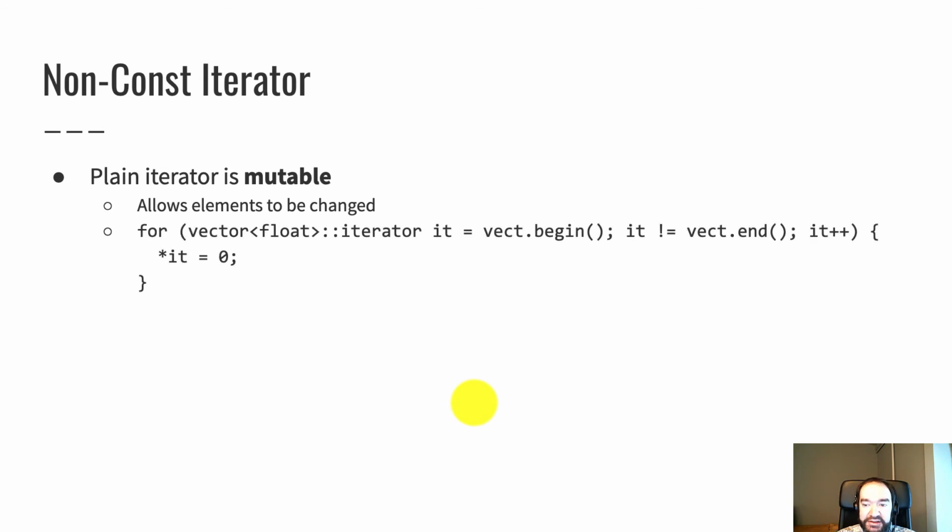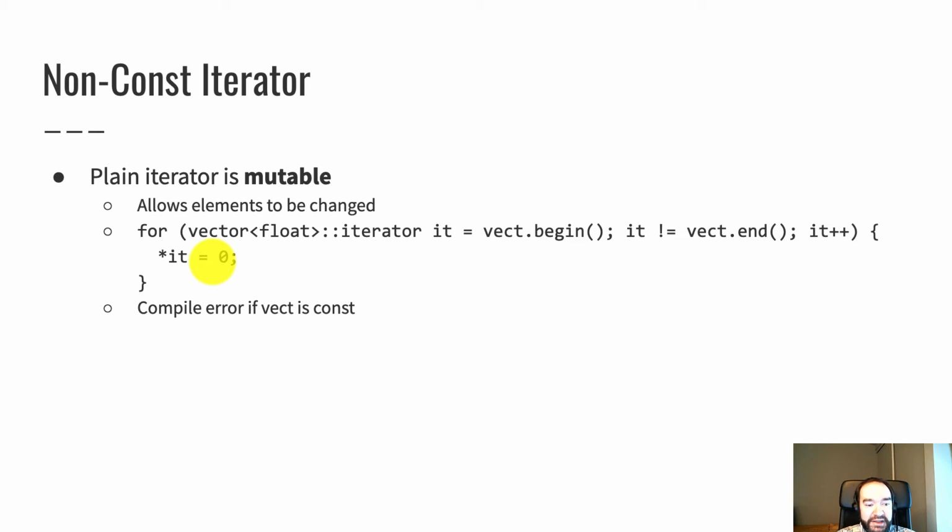So it's legal to do something like this. I've got a for loop that starts an iterator at a vector's beginning and goes until the end the normal way. And for each element, I do *it = 0. This is changing the current element to become 0. So this loop has the effect of changing all elements of a vector to become zeros. It mutates that vector vect. And sometimes that's a fine thing to do, but it's a compile error if vect is const.